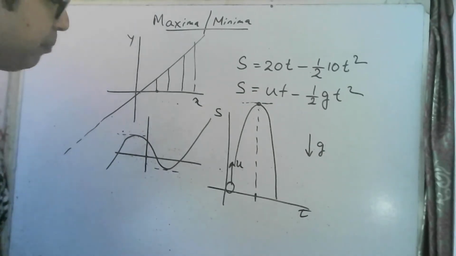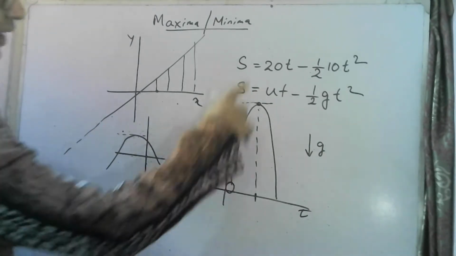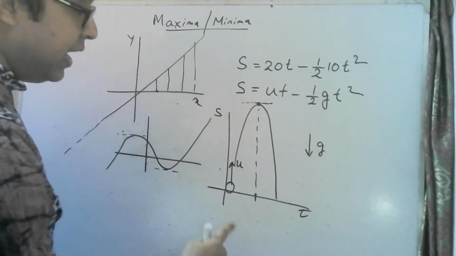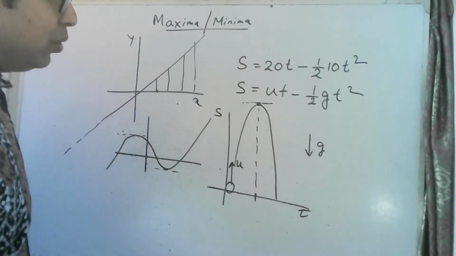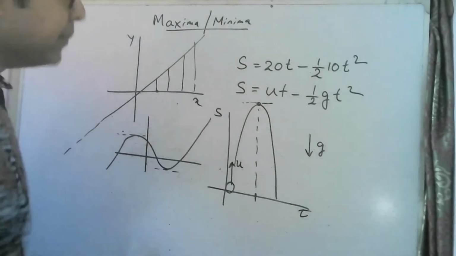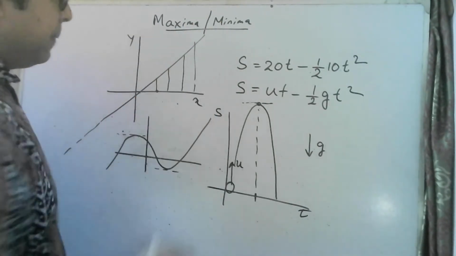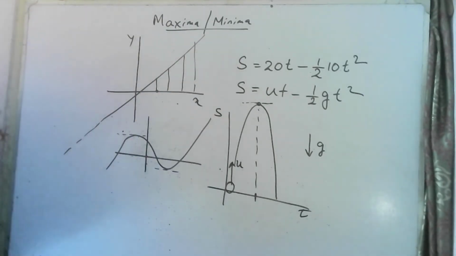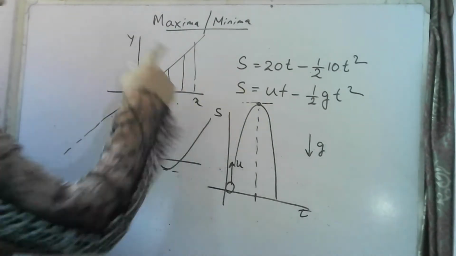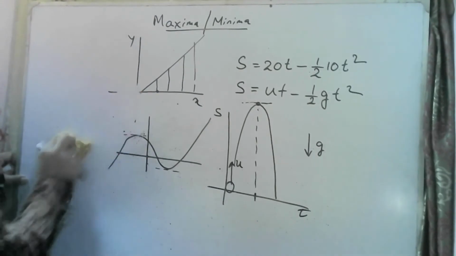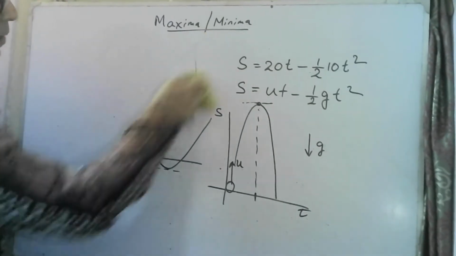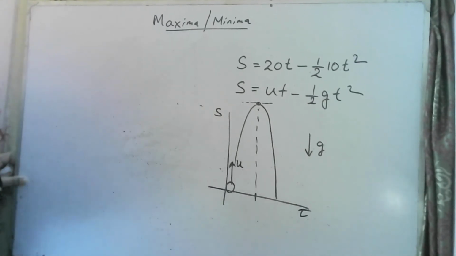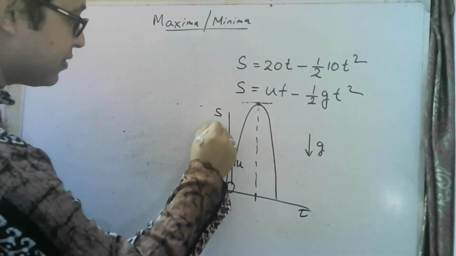So we have cited a simple example, the motion equation, where we will find the maximum value by the method of maxima and minima, that means the mathematical tool of maxima and minima. Let's see how we will solve this problem by maxima and minima. Maxima and minima is basically a two-step process.